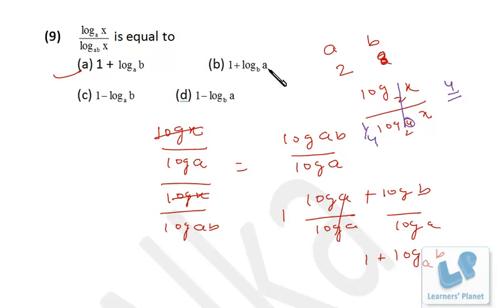Okay, here you'll be getting log a to the base b, that will be 1 by 3. So 1 plus 1 by 3, this will be 4 by 3, but you need 4. So this will be the correct choice. Okay, I hope you are getting me.